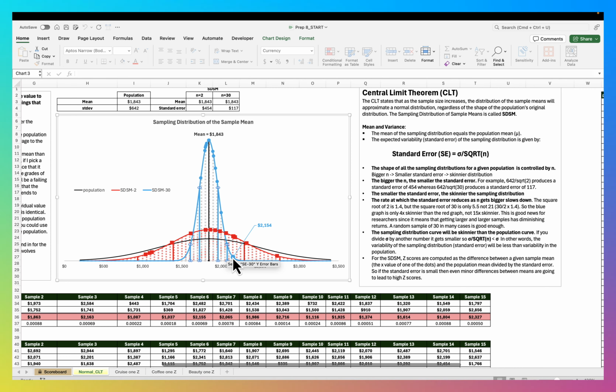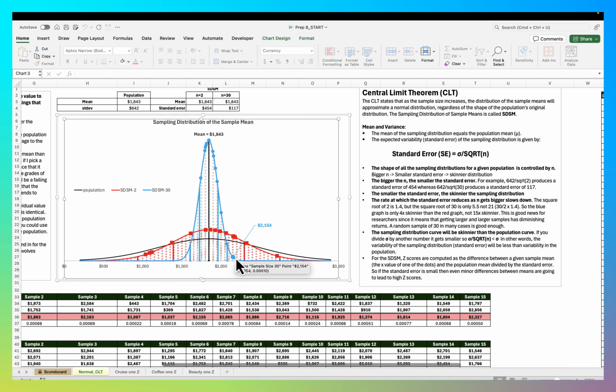And yet this dot is way out here in the tail. So in other words, it's more than 2 standard errors away from the mean. And 2 is like a magic number. Anytime you're more than 2 standard errors away from the mean, chances are that's significant.